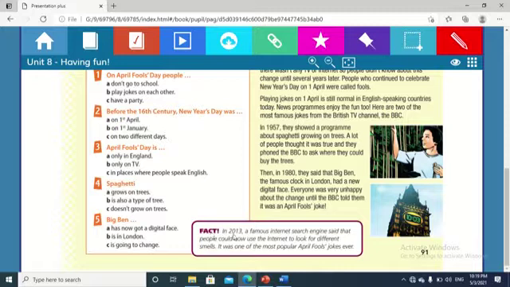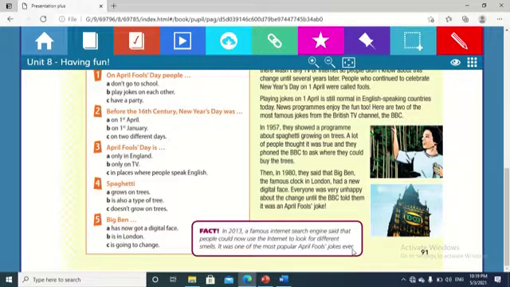Fact. In 2013, a famous internet search engine said that people could now use the internet to look for different smells. It was one of the most popular April Fool's jokes ever.